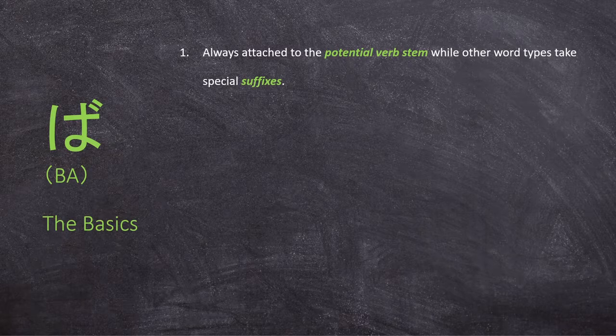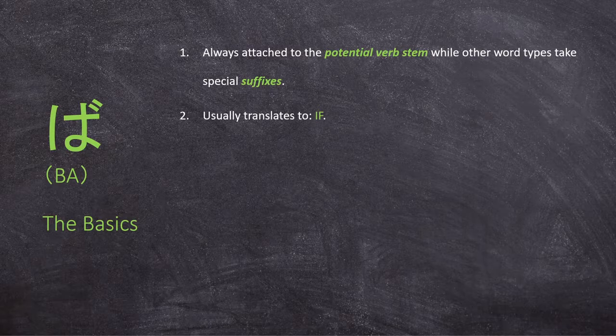Now, if verbs are not something that you're dealing with, if you are not using a verb in your sentence when you want to create the ba conditional and you are using some other word type, then usually suffixes are used here. Now, the second thing that you need to remember is that ba is often translated into English as if.